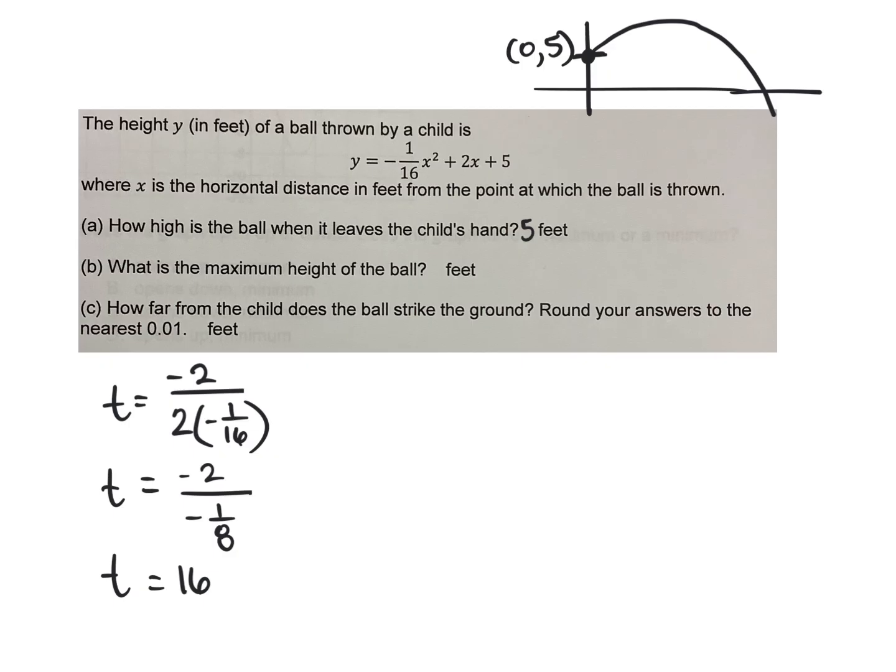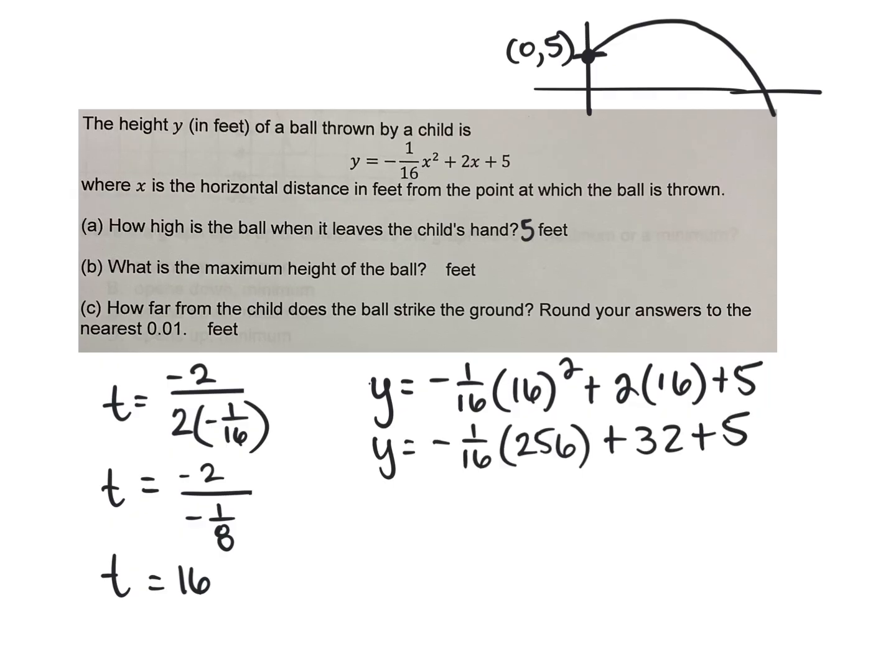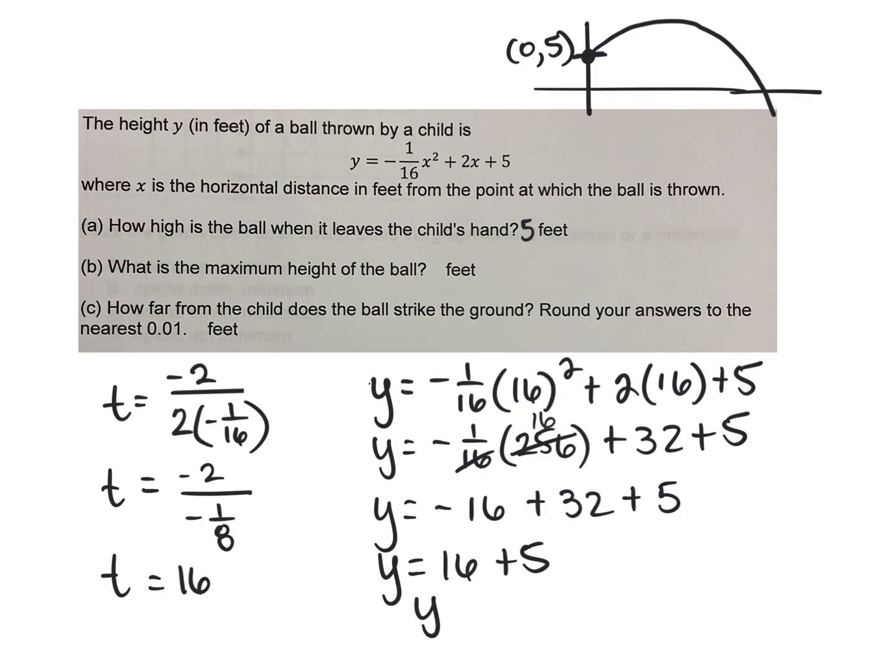And then we will have the function y of t. So y, or the height of the ball, is going to be negative 1/16 times 16 squared plus 2 times 16 plus 5. As we work this out using order of operations, you get 256. So obviously this is going to cancel into that and be 16. So this is negative 16 plus 32 plus 5. So this is going to give me 16 plus 5, which gives me a maximum height of 21 feet.